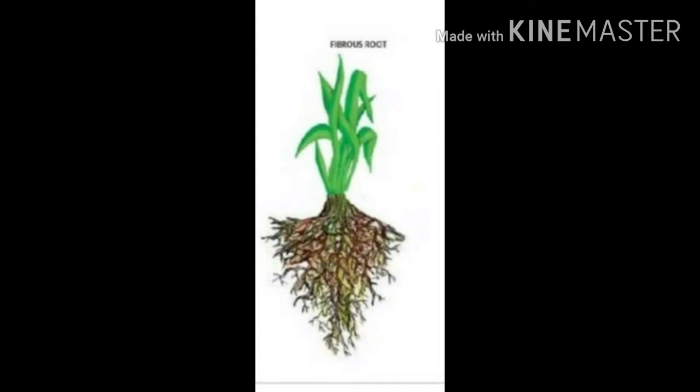Fibrous root: a number of tiny roots that grow downwards from the end of the stem are called fibrous roots. Example, grass, wheat, onion, and rice have a fibrous root system.